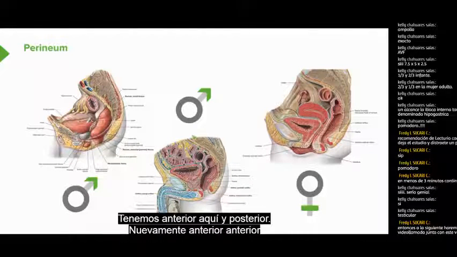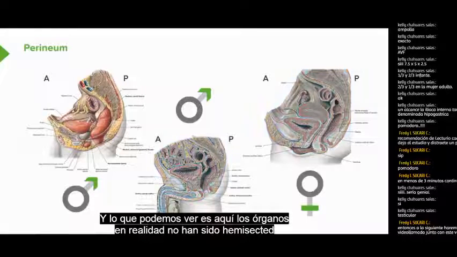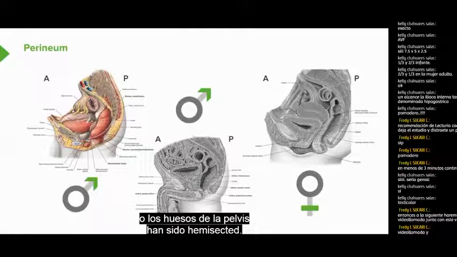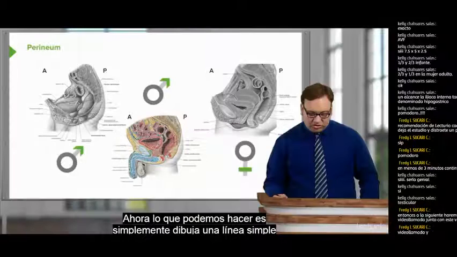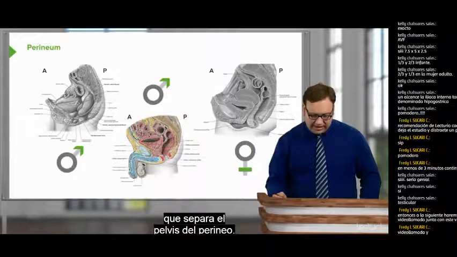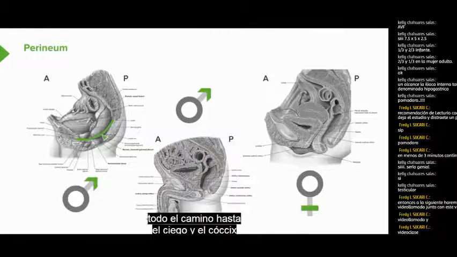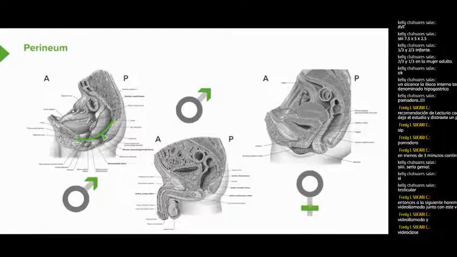We have anterior here and posterior. Again, anterior, posterior, anterior, posterior. You should be familiar with these images by now. And what we can see is here the organs haven't actually been hemisected, although the bones of the pelvis have been hemisected. And on this side have been hemisected directly down the midline. Now, what we can do is just draw a simple line that separates the pelvis from the perineum. So if we go from the pubic symphysis all the way around up to the sacrum and the coccyx, everything above this line is the pelvis, everything below it is the perineum.